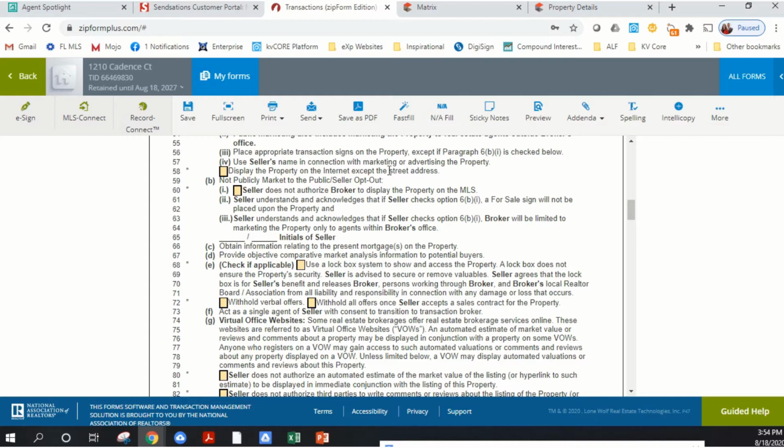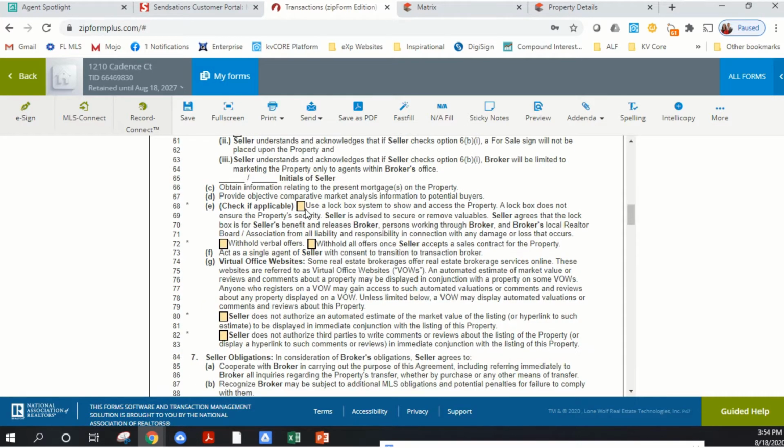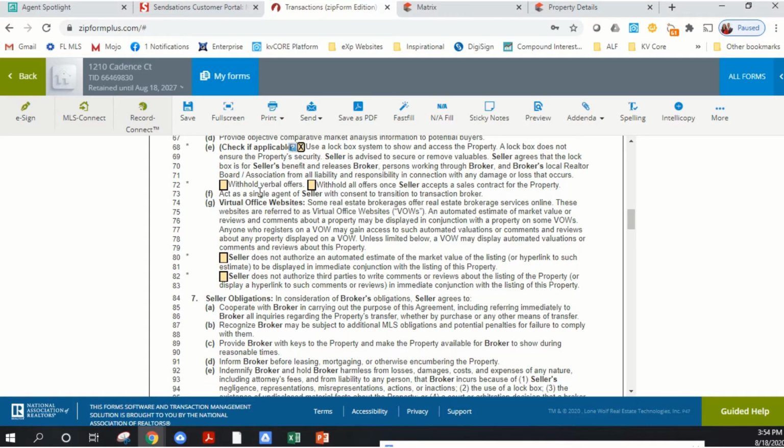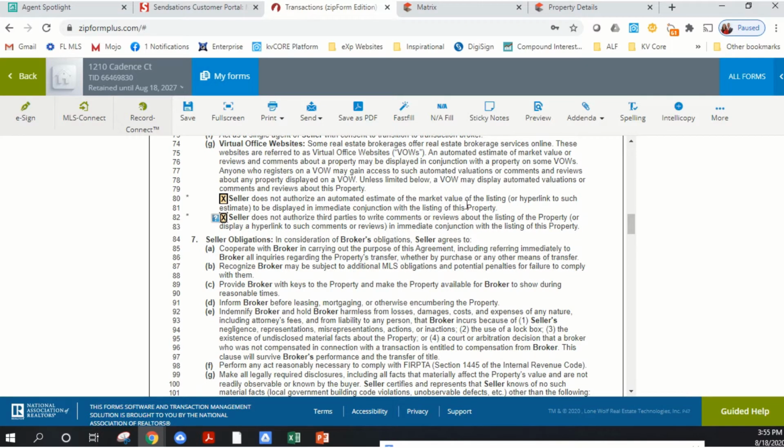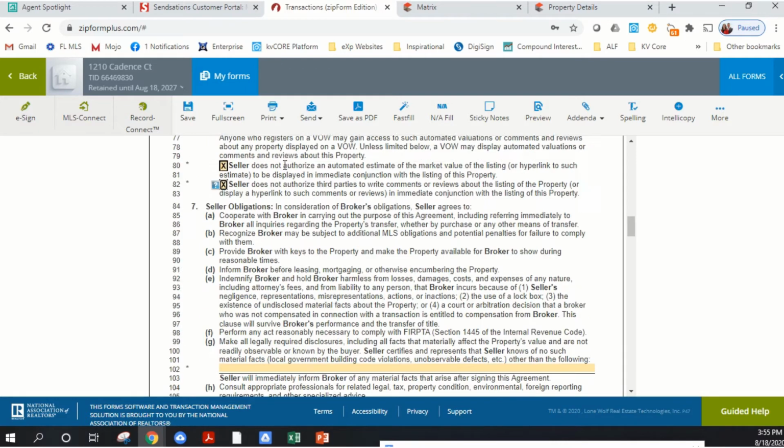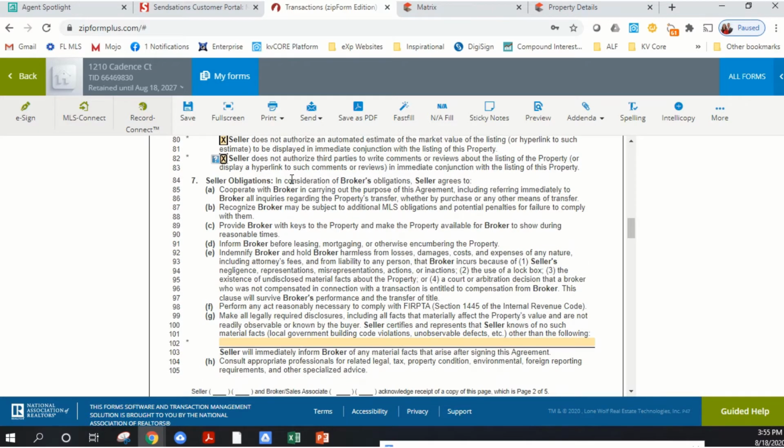Display property on the internet except for street address, no. Seller does not authorize broker to display the property on the MLS. We're not going to check either one of those. We are going to use a lockbox system. We'll withhold verbal offers. And then I check these two boxes, which is 6G. Seller does not authorize an automated estimate of market value and does not authorize third parties to write comments on the reviews. Those are directly from the MLS. You'll see those in the MLS.